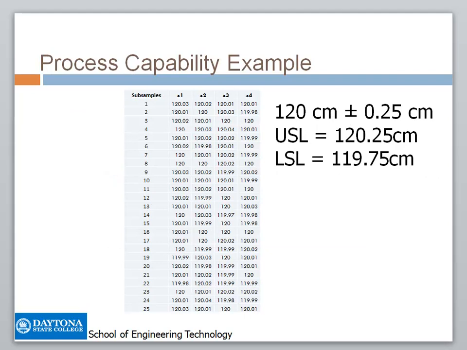So how do we do this? This is the data given. We have 25 subgroups, and we have 4 observations in each subgroup. And if we follow the rules, when we have 4 observations, or fewer than 10 observations, we like to work with the range, which gives us a better result when we have fewer than 10 observations in each subgroup. So from the data, we can find the upper specification limit, which is 120 plus 0.25, so it's 120.25, and the lower specification limit, which is 120 minus 0.25, which is 119.75.